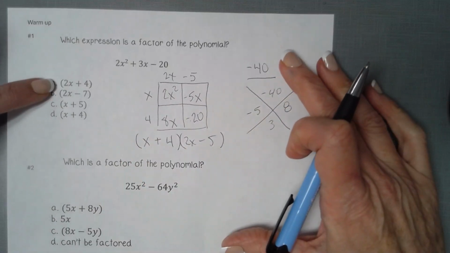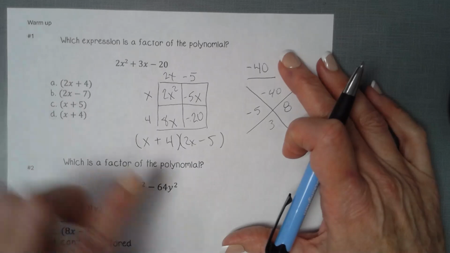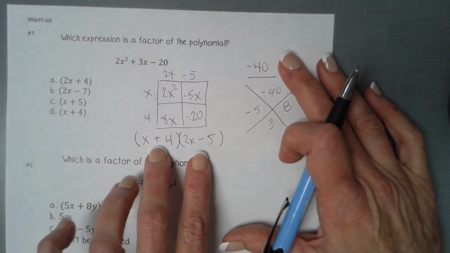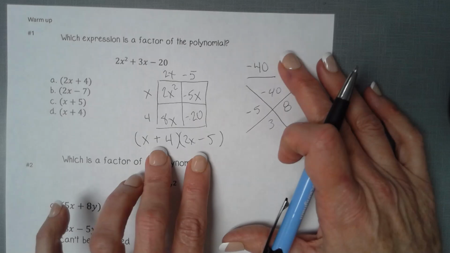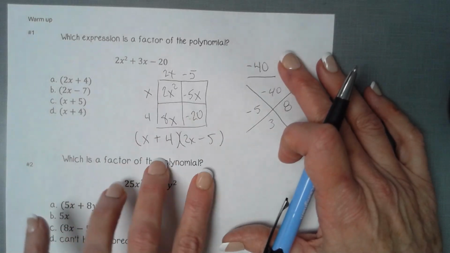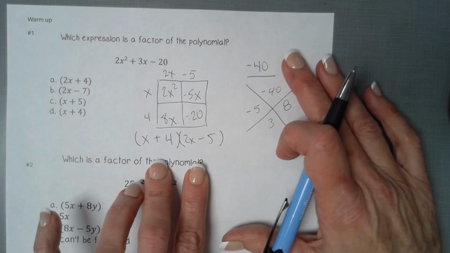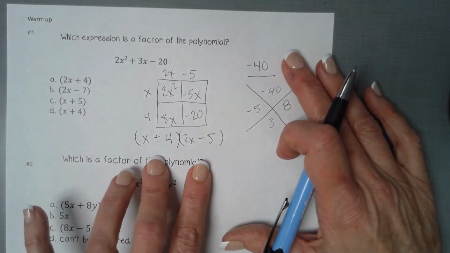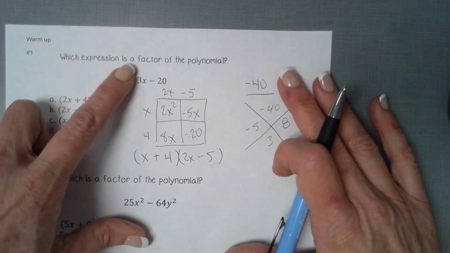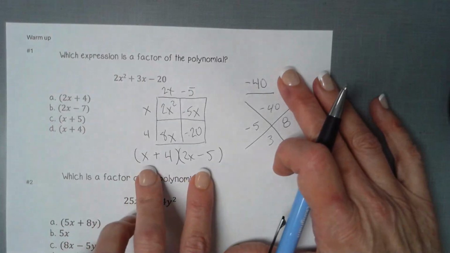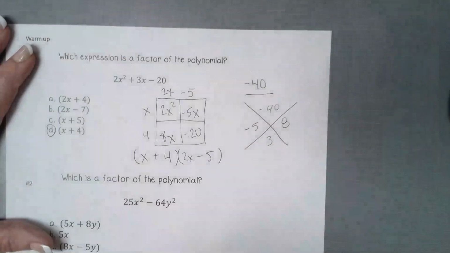And like I told you before, y'all, on standardized tests, they're not going to have both of those. Because if they have them both, you can work this backwards and multiply. And if they really want to see if you know how to factor, they're only going to have one of these. So notice it says, which expression is a factor? So it's just one of these. So the correct answer was D.